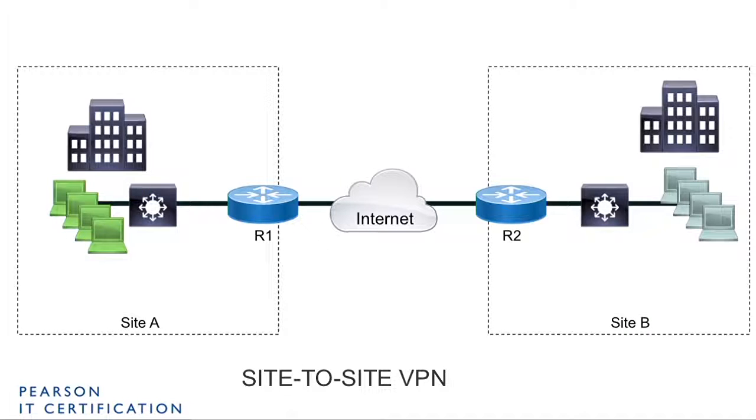In this example, I have two sites, Site A and Site B. Both of them have a router. In Site A, there's router 1 or R1, and Site B has a separate router, R2. They both terminate an IPsec tunnel, and they do so the computers in Site B can access resources in Site A and vice versa.